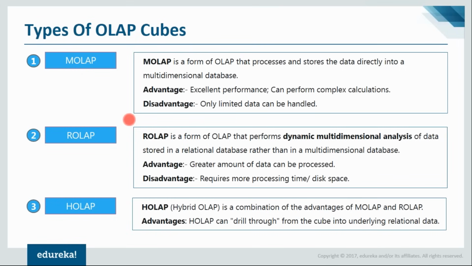And then these are the two basic types, and then you have a third one that's called hybrid OLAP, right? So your hybrid OLAP is basically a combination of both your MOLAP and your ROLAP. So the positives and advantages of both are used in your hybrid OLAP. The advantage with HOLAP is that it can drill through from the cube into the underlying relational data, right? So what it means is you will have your cube here and you will have the underlying relational data, right? So using HOLAP, you can drill through into the relational data using your cube. That's the thing about HOLAP, which makes use of the best features of both your multidimensional OLAP and your relational OLAP, right? So these are the three different types of OLAP cubes.